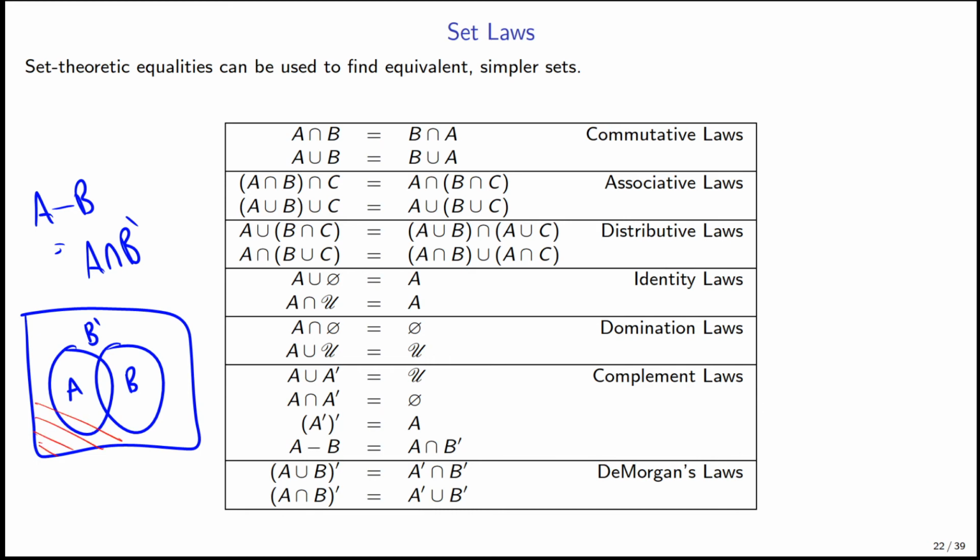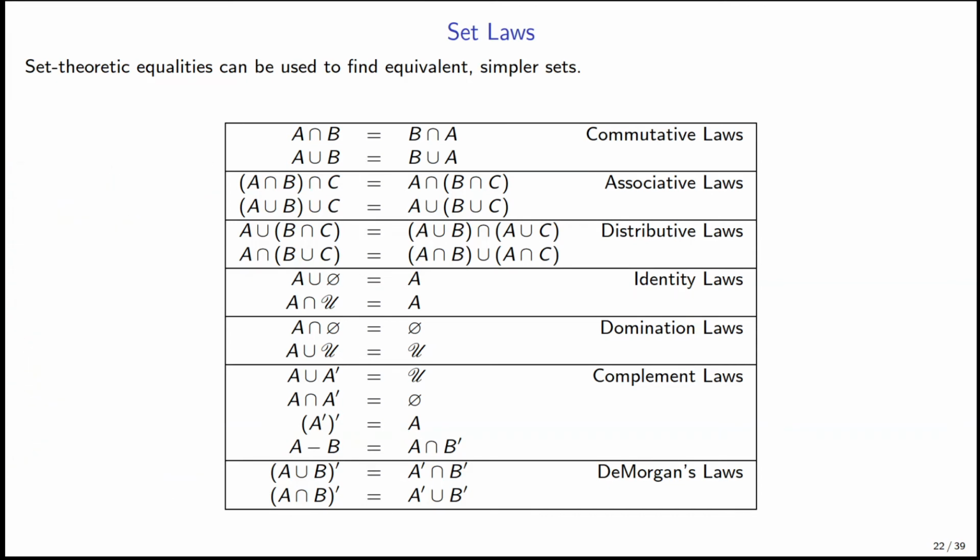So B complement is everything outside B. So this is all of this part. Now I also need to take the intersection with A. So everything that is in A I'm going to do in pink. Okay, so now if we take A intersection B complement, we want all of the stuff that is overlapped by both. And that happens to be this area right here, which is the same thing as A minus B. So those are the complement laws.